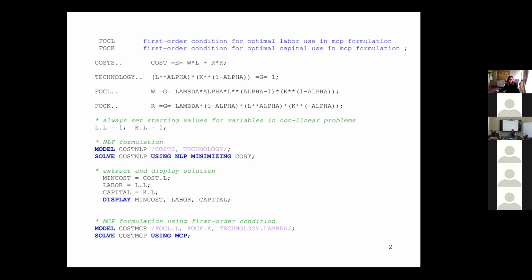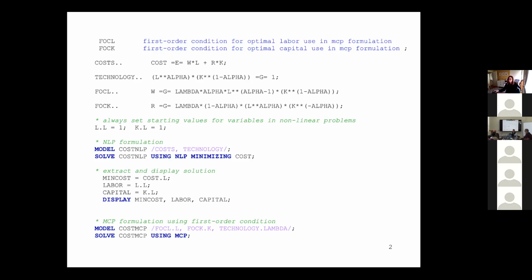Okay, so again, I formulate just to show the equivalence. Comfortable with this. There's two ways of solving this model. One is an NLP and one is an MCP. So model declaration, model, the name I've given is cost NLP. There's two equations. They do not have this dot notation in the NLP solver. So there's many ways to get confused along the way. So the two equations are cost and technology, and then solve cost NLP using nonlinear programming, minimizing cost.